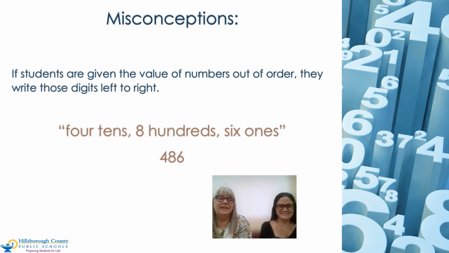So we have to, again, get out the 10 rods. If I have 4 10 rods, then I'm going to get those out. If I have 8 hundreds flats, I'm going to get out those flats. And when I have those blocks sitting in front of me, or even put them on the place value chart, I can see that the value is actually 846.